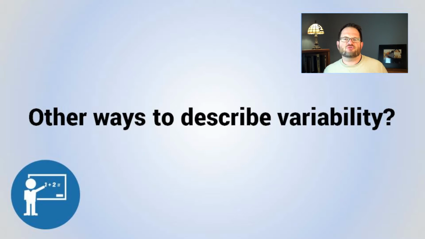How about some other ways to describe variability? We've focused so far entirely on the standard deviation and the variance. Are there other ways to do it? Well, there are some that are based on techniques closer to what we did with the median.